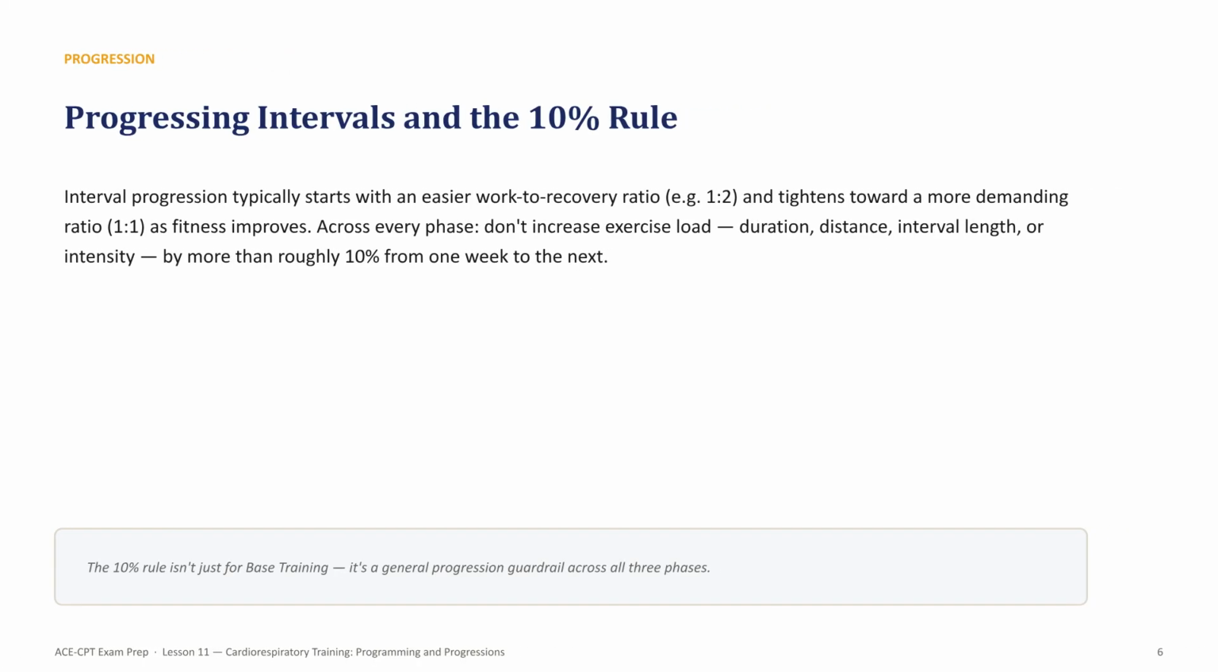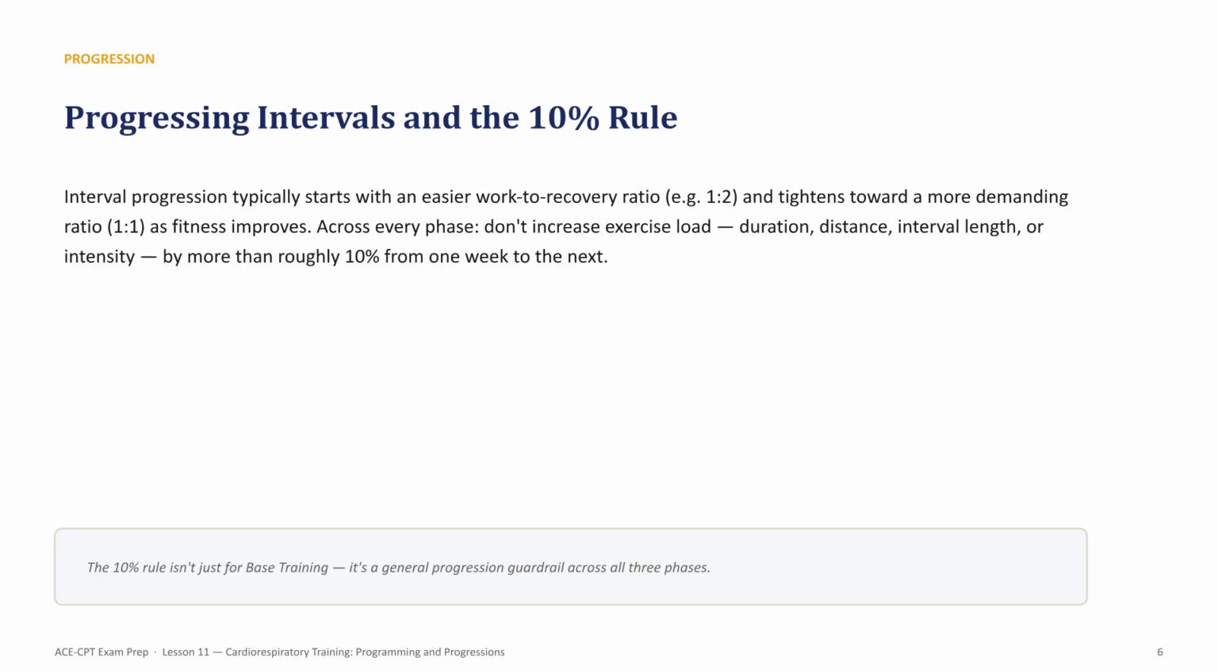Now let's talk about how interval training actually progresses over time, and the rule that governs how fast you're allowed to push it. Interval progression typically starts with an easier work-to-recovery ratio, something like 1 to 2, meaning for every minute of work, the client gets 2 minutes of recovery. As fitness improves, that ratio tightens, moving toward a more demanding 1-to-1 ratio, where work and recovery time become equal.